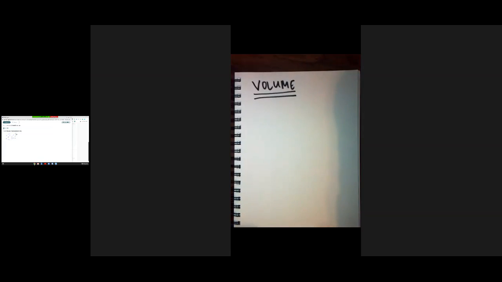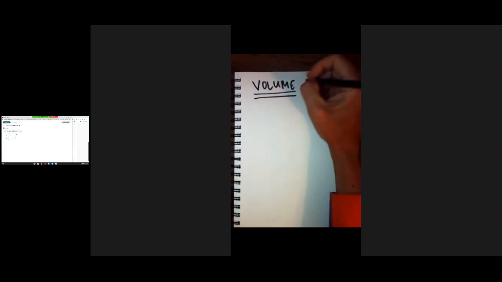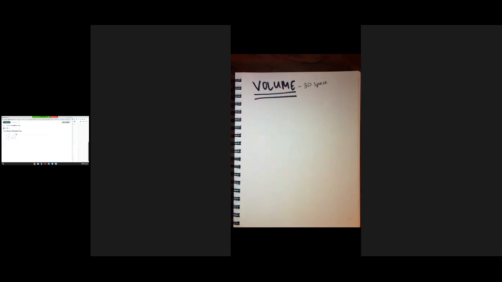Let's do it. All right, so we're talking about volume, which is the space something takes up in 3D space. There's lots of different shapes out there. They all have different volumes because they take up space. And the ones that we're going to talk about have formulas that go along with finding their volumes.